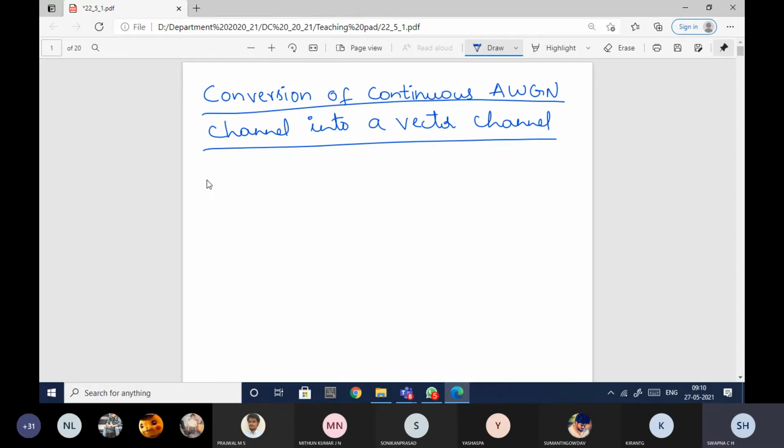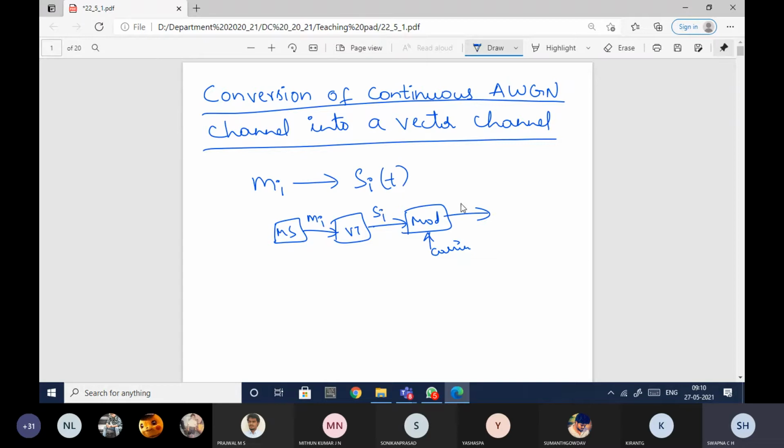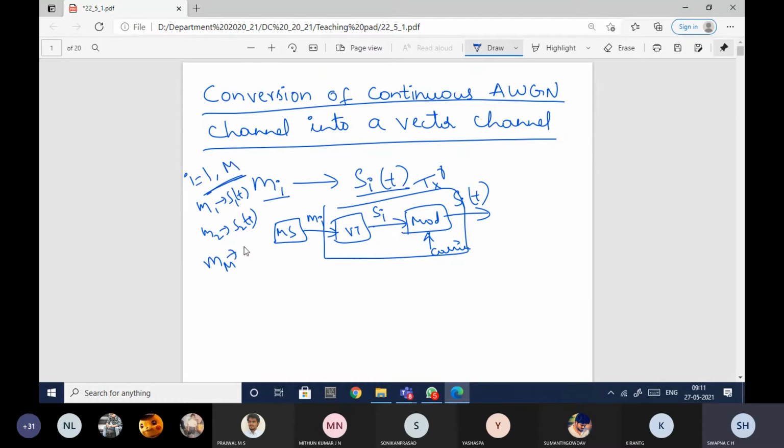So let me brief you again. For each mi, you'll have the s_i of t, which is nothing but the modulated signal. If you recall the diagram, you'll have the message source, then the vector transmitter, and then the modulator, which also takes the carrier signal. The input will be mi, then si, and the output of the modulator is s_i of t. This entire thing is at the transmitter side. For each mi there will be one s_i of t: for m1 there will be s1 of t, for m2 there will be s2 of t, and so on, until we assume the number of symbols generated is from 1 to M, so the last is sM of t.